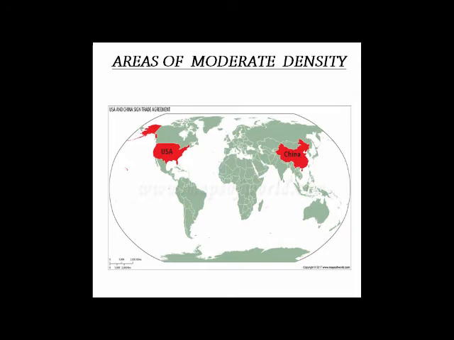Next we come to areas of moderate density. Now areas with population density below 200 persons per square kilometers are areas of moderate density. Now the reasons for moderate density are less rainfall, shallow and less fertile soil. Now in the world the areas of moderate density are South India, Western China, Denmark, Norway and Western United States.